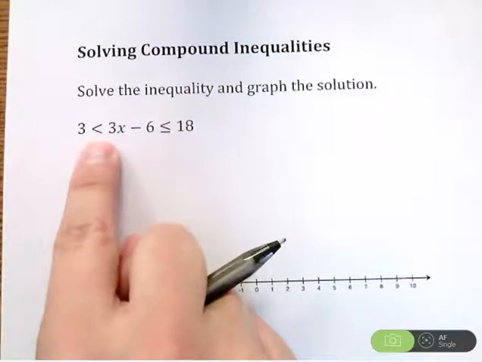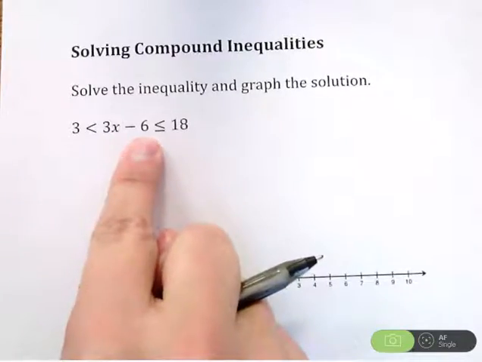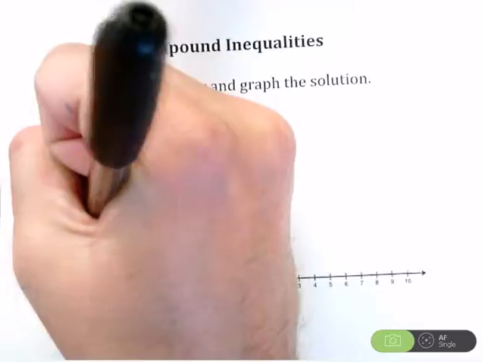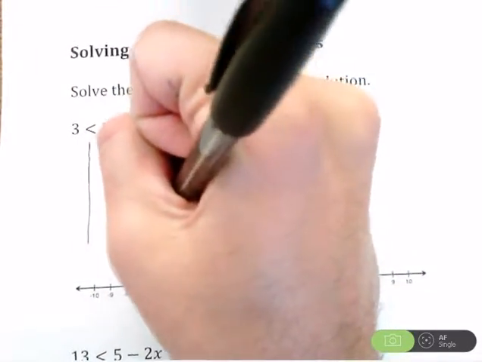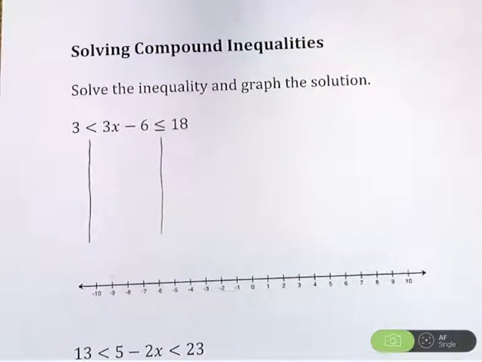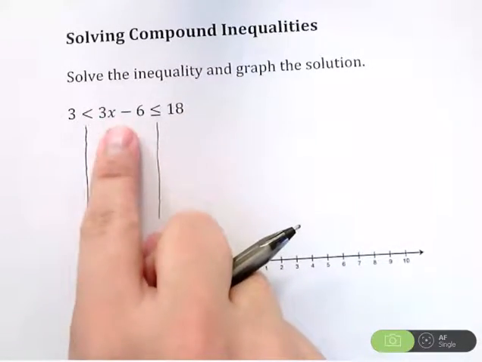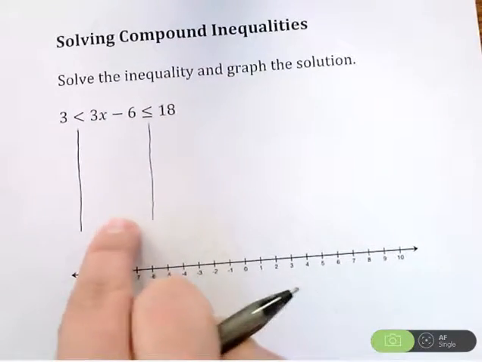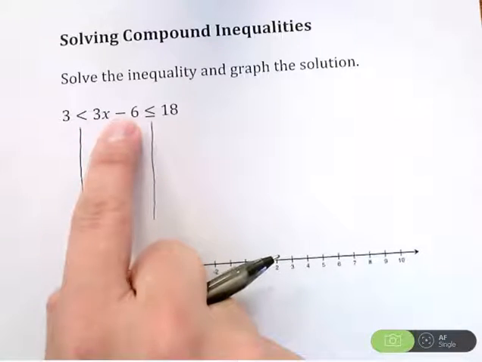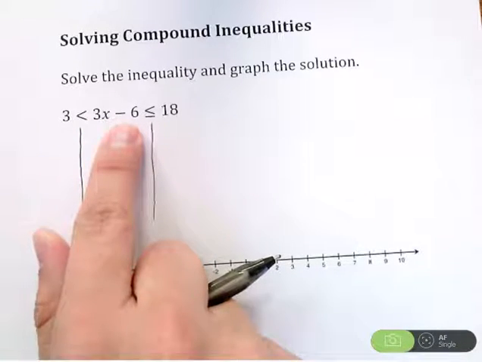So this first one I have 3 is less than 3x minus 6, which is less than or equal to 18. In order to solve this, start by drawing some lines straight down from the inequalities. Now the goal again is to try and get x by itself. So if you look for x, it's in the middle. So I want to end up with a lone x in the middle, which means I got to get rid of this 3 and I got to get rid of the negative 6.